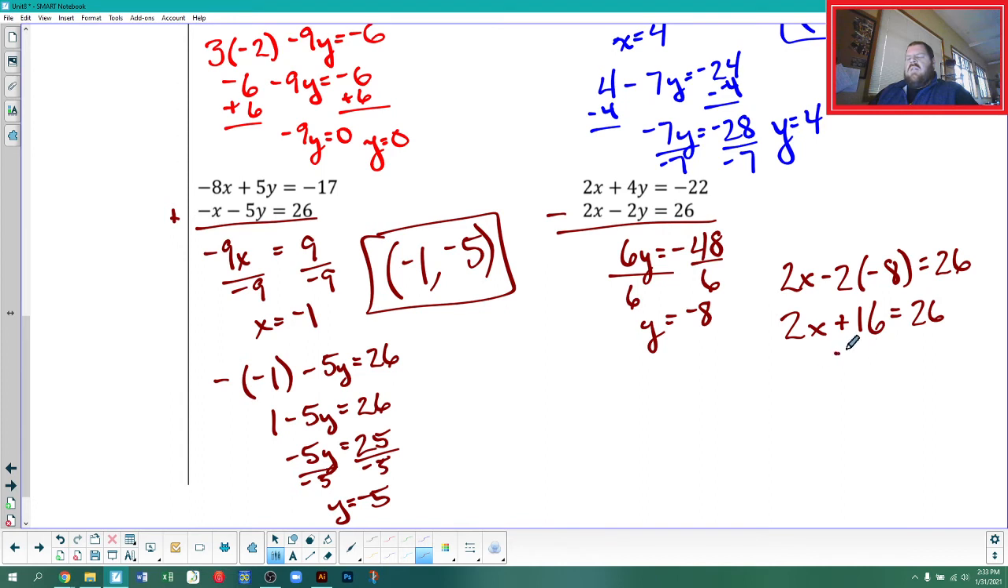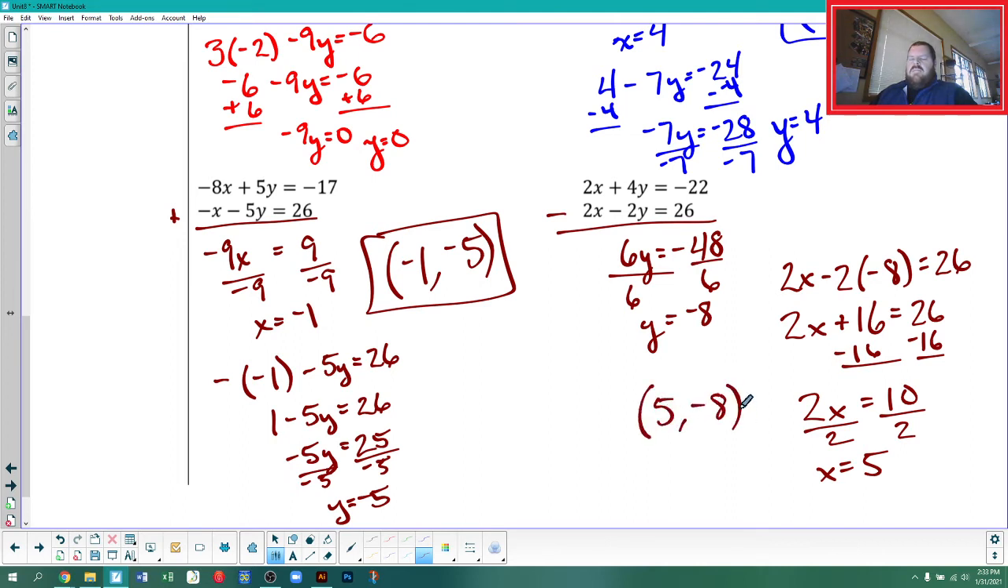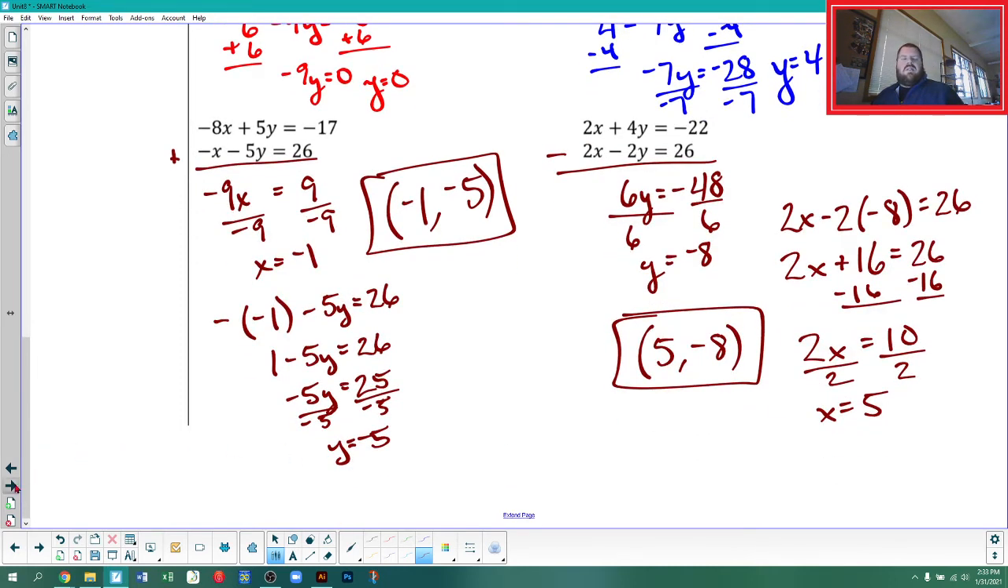I'll subtract 16 from both sides. And we get 2x is equal to 10. Divide by 2, and we get x is equal to 5. So my answer here, x is 5, y is negative 8. Okay. Let's go and move to the next page.